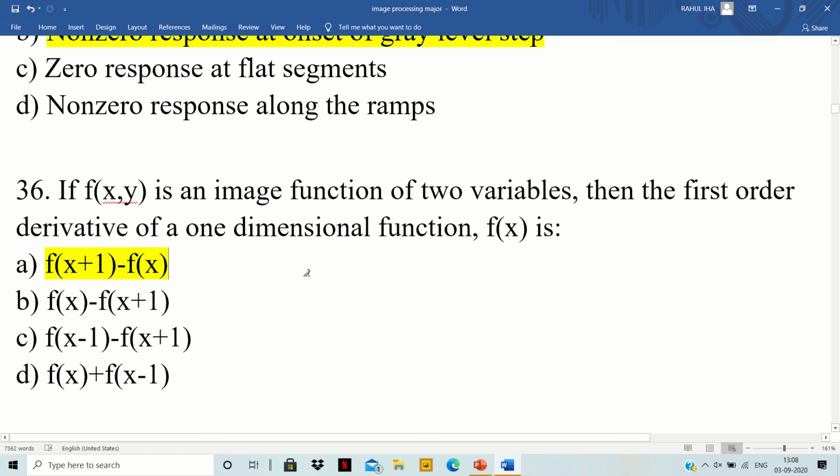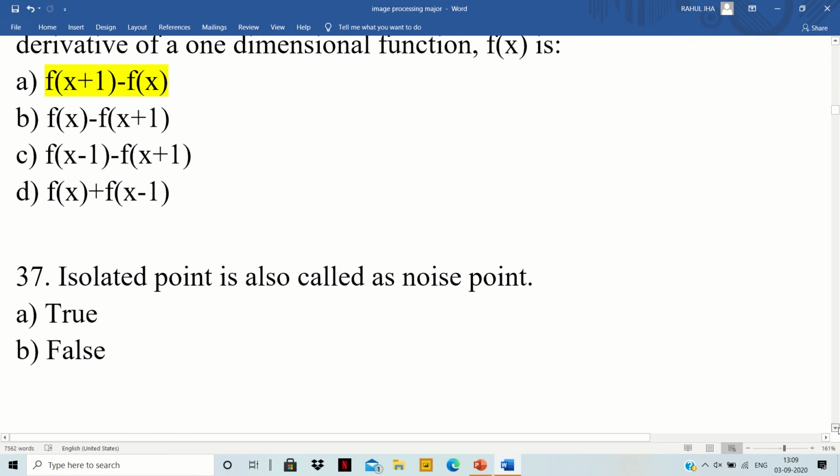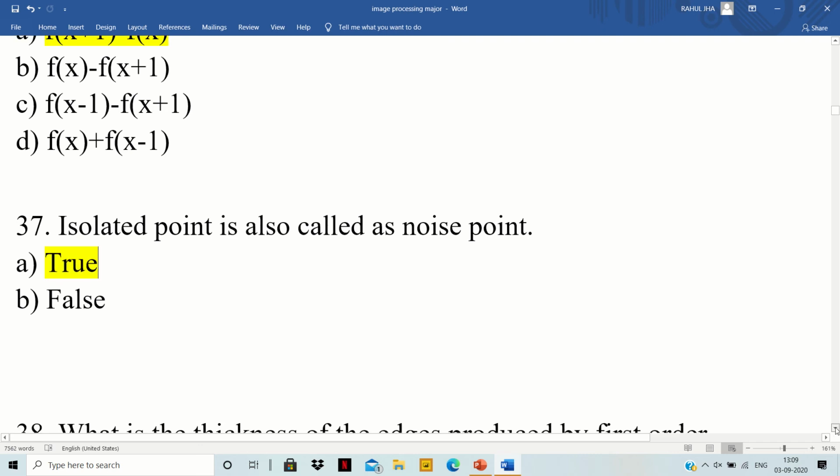This is also one of the very important theorems of the differentiation chapter in our 11th 12th classes. So I think you can easily understand it. Isolated point is also called as noise point. This is a totally correct answer, that yes, isolated point is also called as a noise point.